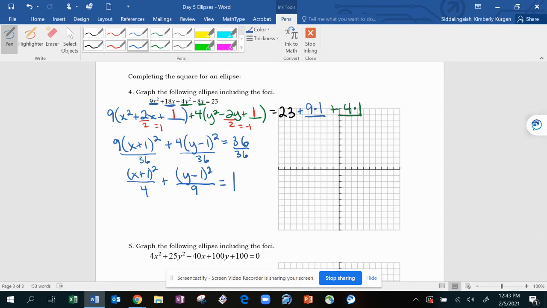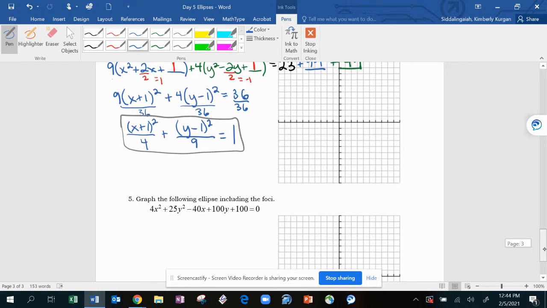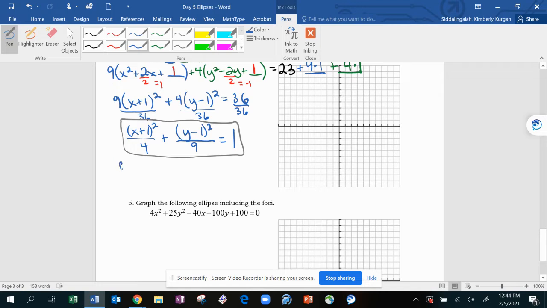Okay, so there is my equation. I'm going to outline it in gray so it stands out. And that's going to really help me get everything for my graph. I know it said including foci up here. I'll get to that in a little bit. That is the hardest part. So the center is -1, 1. So -1 and then up 1. So there's my center.